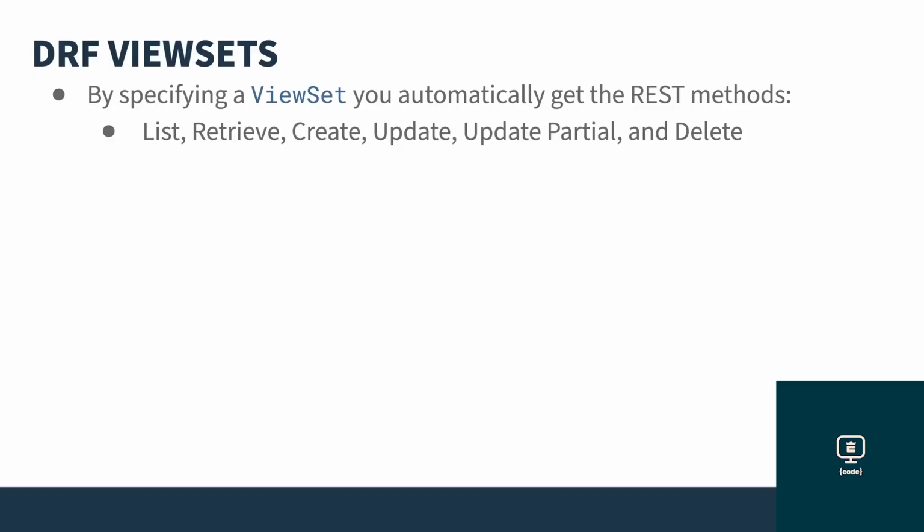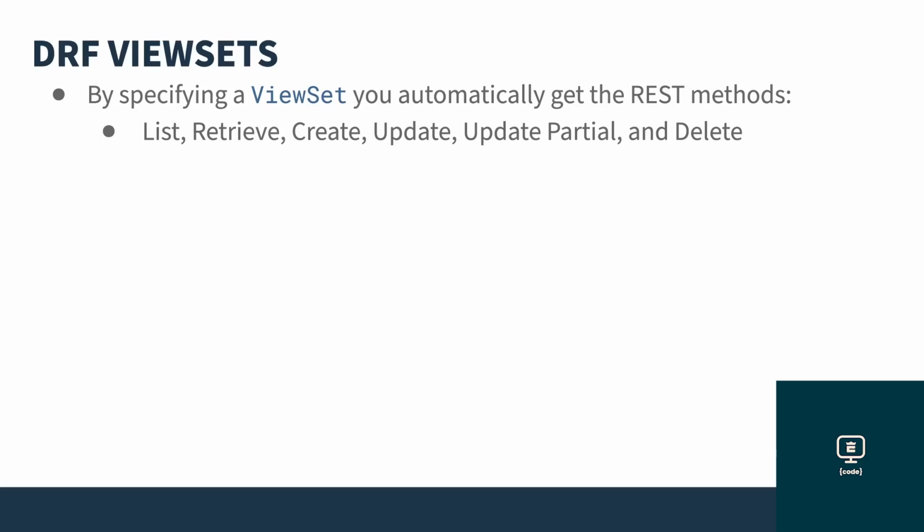By using a view set instead of a view, you automatically get the list, retrieve, create, update, partial update, and delete methods for your object. In just a couple lines of code, you've fully defined a REST interface for your object. This is extremely convenient and shows off the power of the DRF.